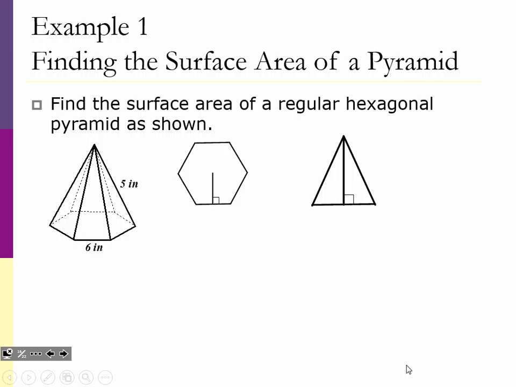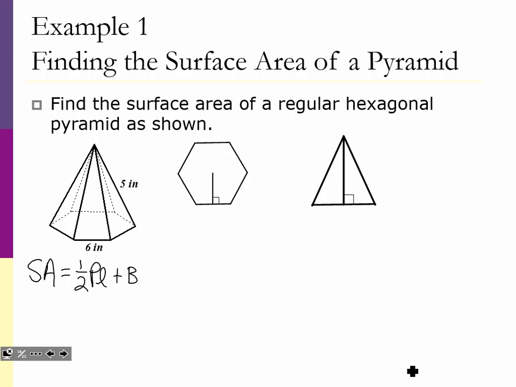They want us to find the surface area. So it's right here: find the surface area of the regular hexagonal pyramid as shown. If I'm trying to find the surface area, I write SA for surface area. They're talking about the total. And I start off with my formula, 1/2 PL plus B. So we just have to recognize what the P is, what the L is, and what the B represents.